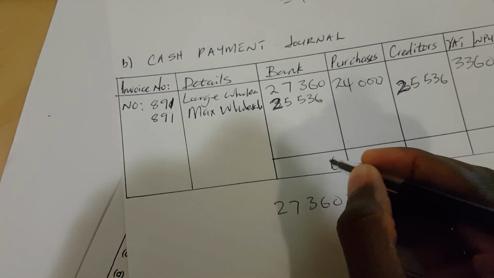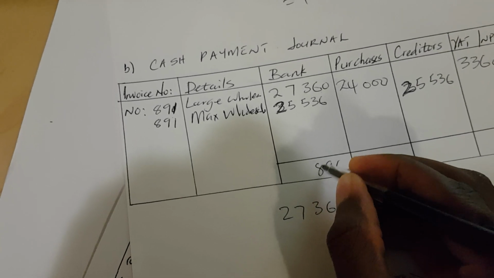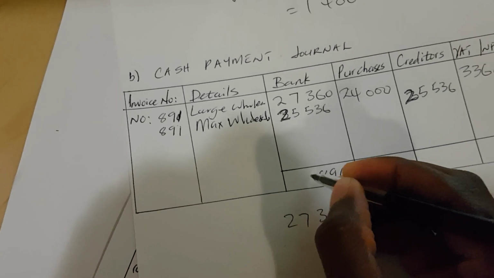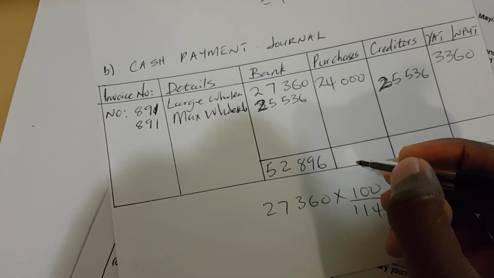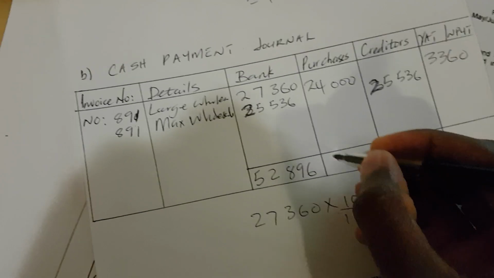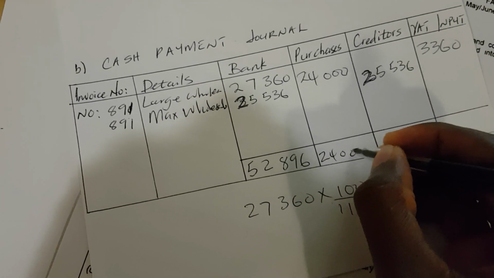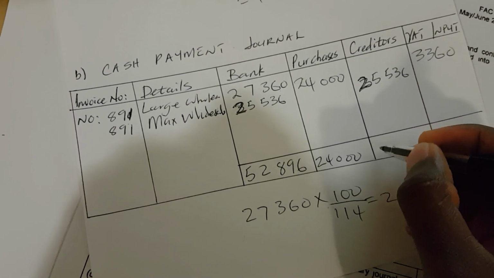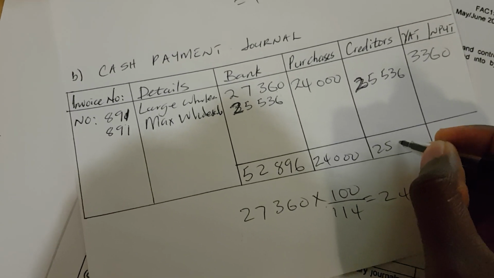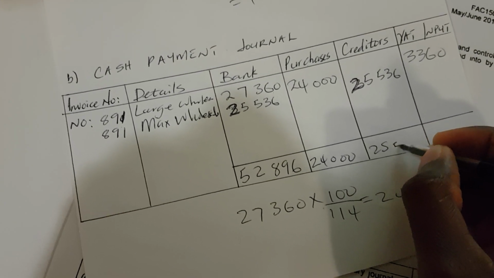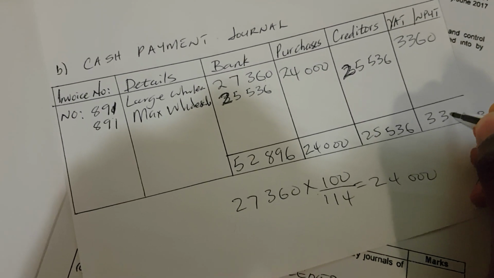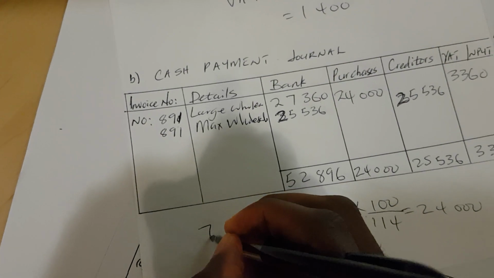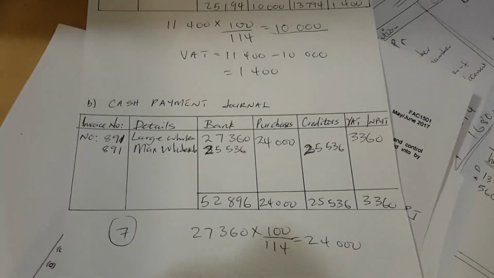It's going to be 6, it's going to be 9, it's going to be 8, it's going to be 12, it's going to be 15, it's going to be 52,000. Here it's going to remain at 24,000. Here it's going to remain at 25,536, and here it's going to remain at 3,360, and then you'll get your other 7 marks. Okay, this is how we do the cash payment journal.